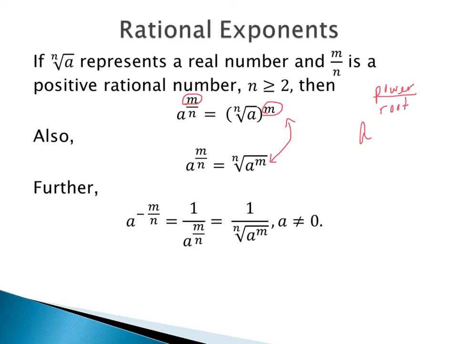Same thing with your negative exponent. If I have a to the negative m over n, you're going to have 1 over a to the m over n, which again would just be 1 over the nth root of a to the m. So again, really lots of letters, but you want to think of it as a to the power over root, or whatever your value is.